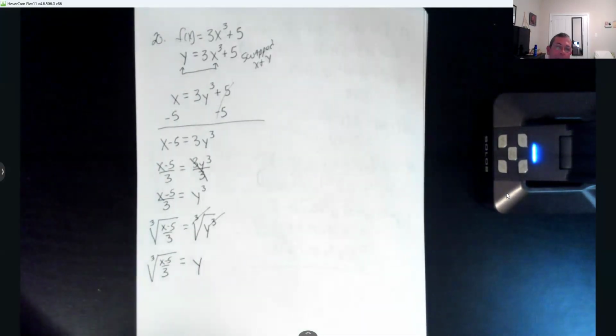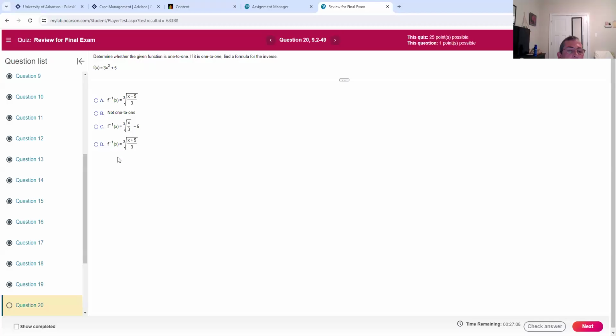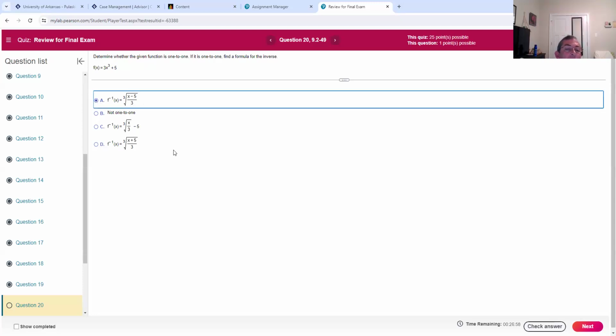Now, the last step, we will put the f inverse notation, remember, for inverses. Since it's the inverse function, we put the f inverse. So they got the f inverse of x, and we had x minus 5 over 3 under the cube root. So we're going with A.